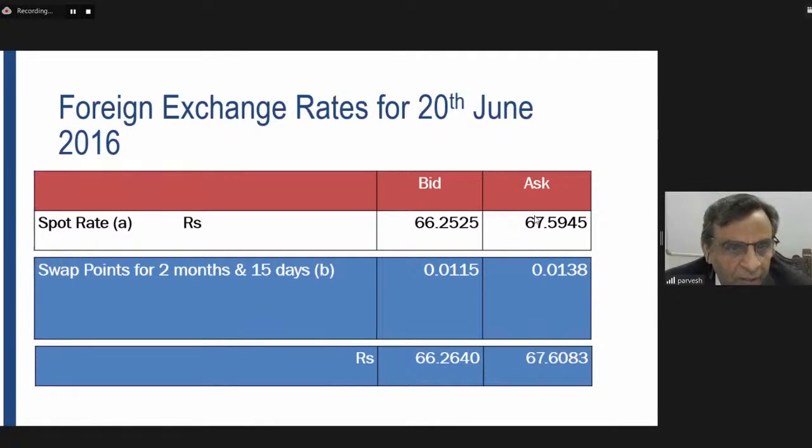Swap points were 115 and 138, but for adding to the spot rate, we simply put the decimal at the right place because it's a 4 decimal places point. So we put 0.0 and then add 115 to arrive at the foreign exchange rate in the correct way. I hope you have understood. If you have understood this concept, please say yes on the chat line so that I feel that you have understood. Otherwise I'll explain it again.